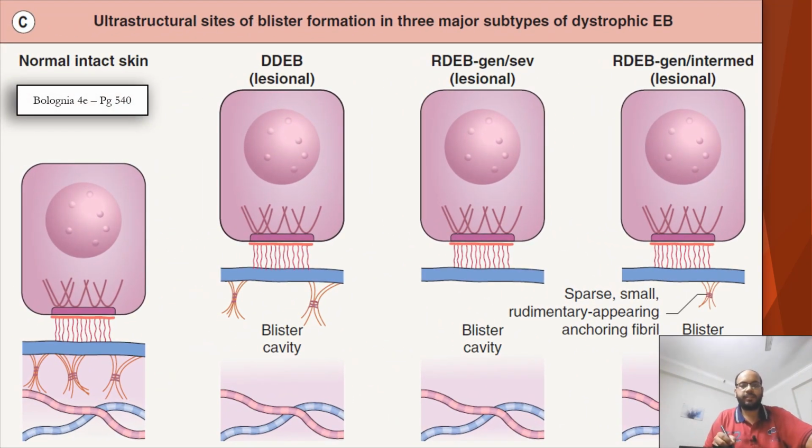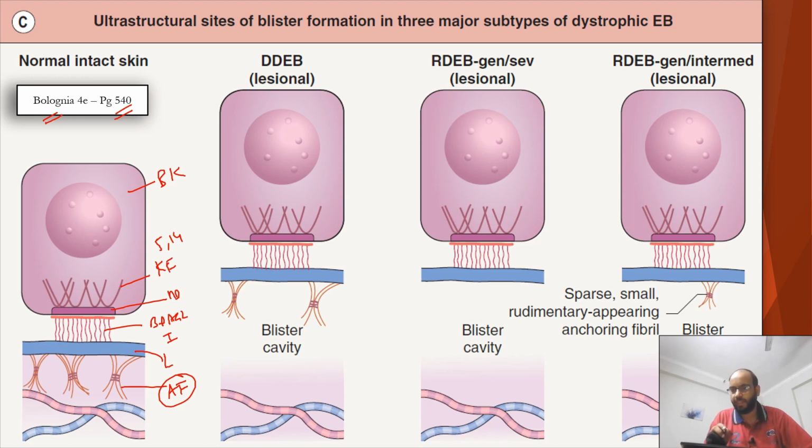So this is the same diagram that I have taken from Bolognia, page 540. Here we see the normal basal keratinocytes. We have the keratin filaments 5 and 14. Then we have the hemidesmosomes. Then we have the bullous pemphigoid antigen 2 and integrins. At this level, we will have laminins, and these are the anchoring fibrils. These anchoring fibrils are mutated in the case of dystrophic EB.